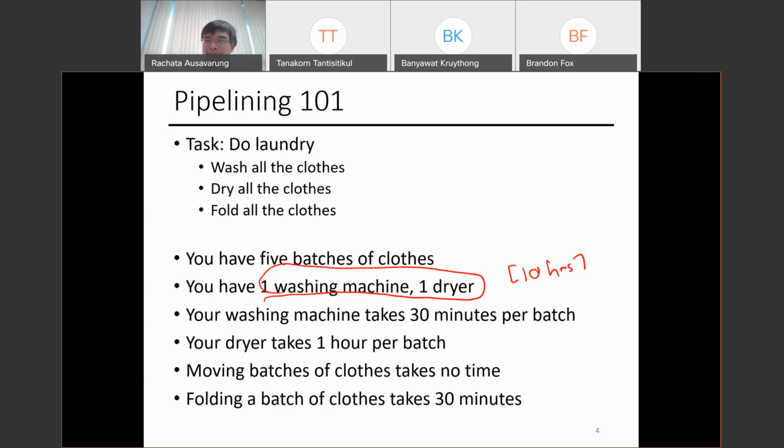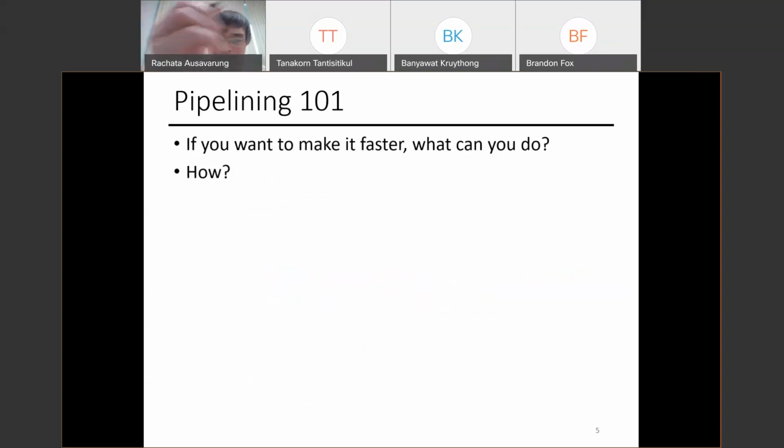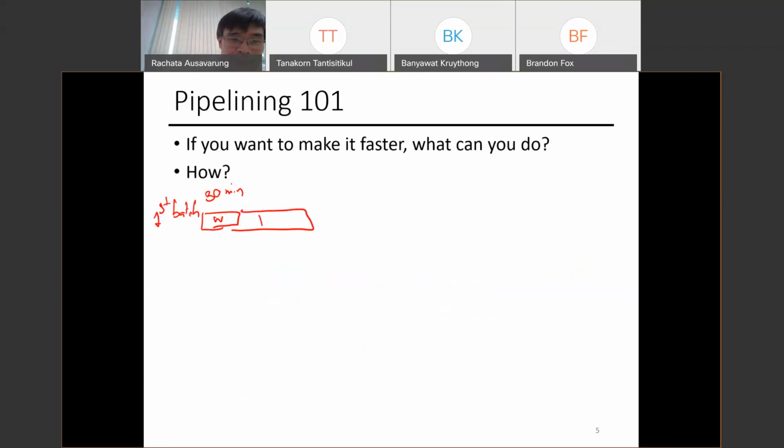Another way you can make this faster is called pipelining. What does pipelining do, right? So one thing that you can do here is, while you are, so this is the first batch, right? So you wash it, right? This is 30 minutes. The next thing after you wash it, you need to dry it, right? And then you fold. This is 1 hour and this is 30 minutes.